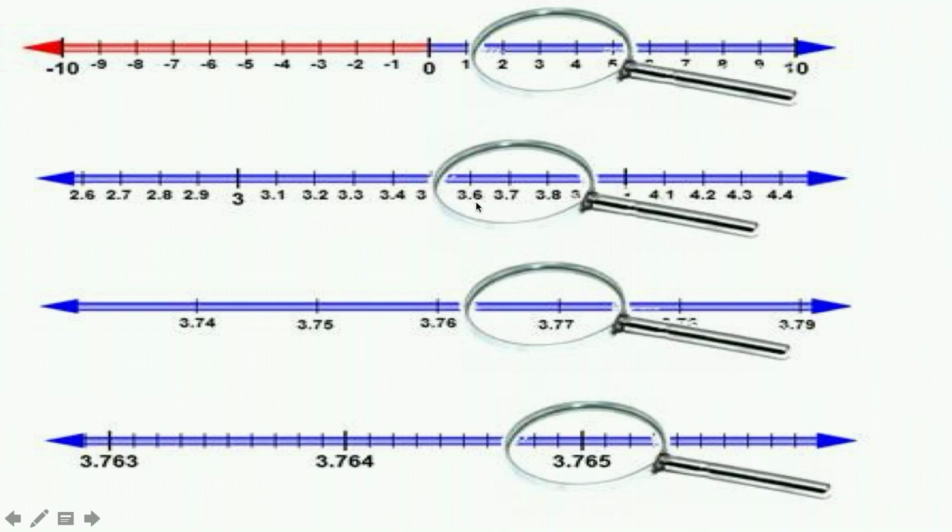Now my number is 3.76. So 3.76 means the number will be somewhere between 3.7 and 3.8, because 3.76 is bigger than 3.7 and less than 3.8. So now I will zoom in this portion of the number line. Again I will divide the number line in 10 parts and mark the points as 3.71, 3.72, 3.73 and 3.74 and so on up to 3.79 and 3.8. You can see the labeling of this part in the next diagram.